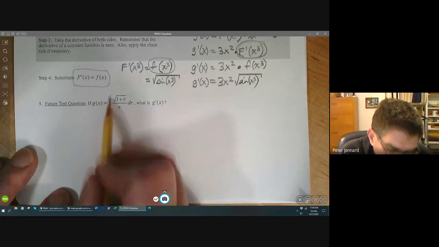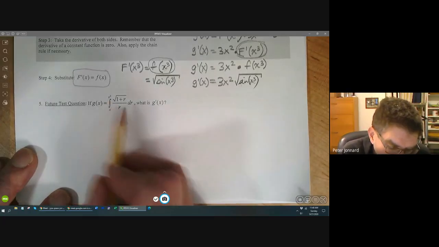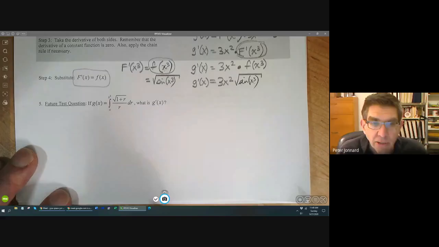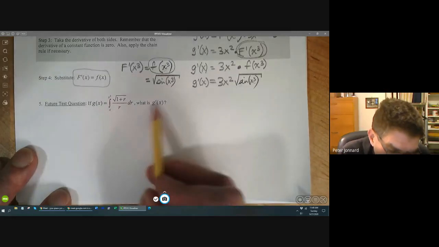X represents my upper and lower bounds, or a function of those is the upper and lower bounds, and I'm using r as the dummy variable. So you might see this on a test. Okay, what is the derivative of this function?